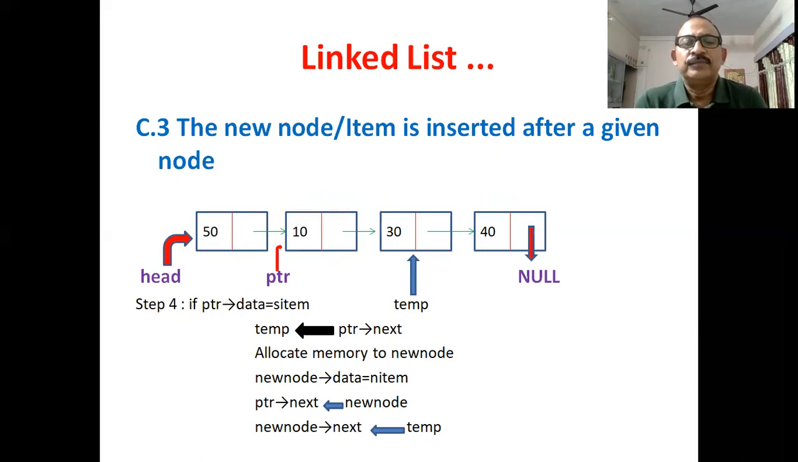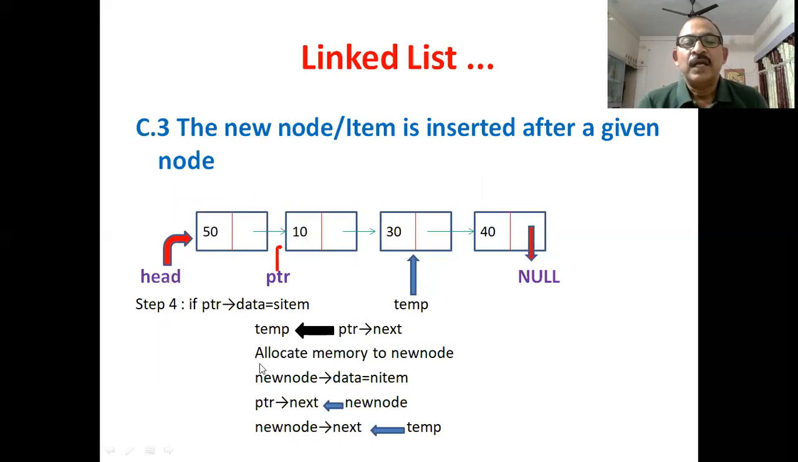What will we do? If search item is 10, if PTR data is equal to item, what will we do? Temp. Temp is a pointer. Temp is equal to PTR next. Suppose the search item is 10. What we did here, temp is pointing to the PTR next, means we take a pointer temp which points to the PTR next, means this item.